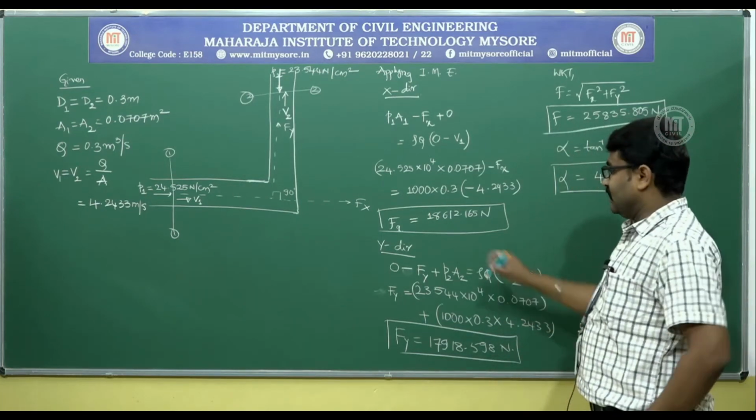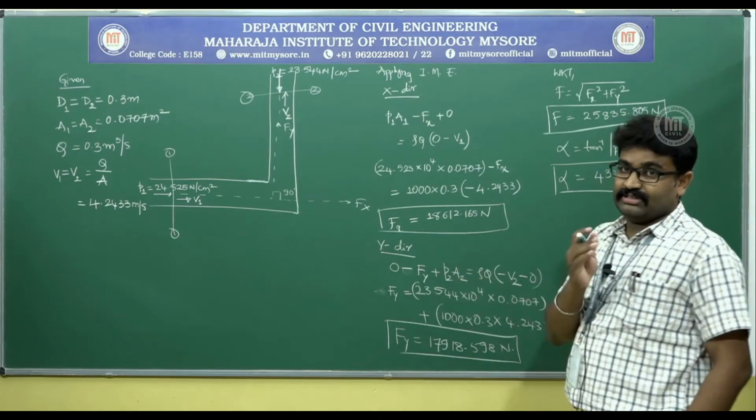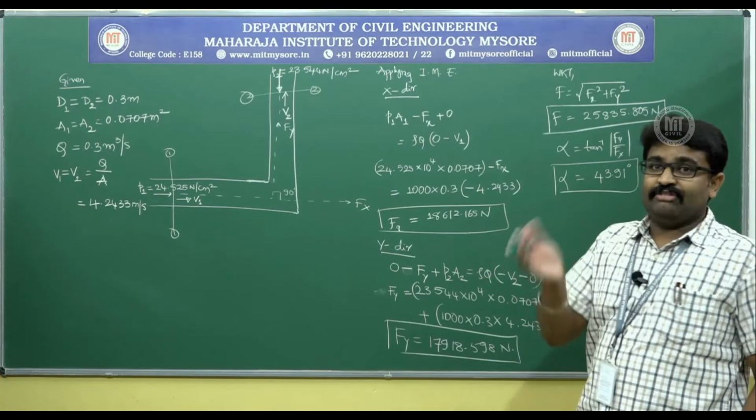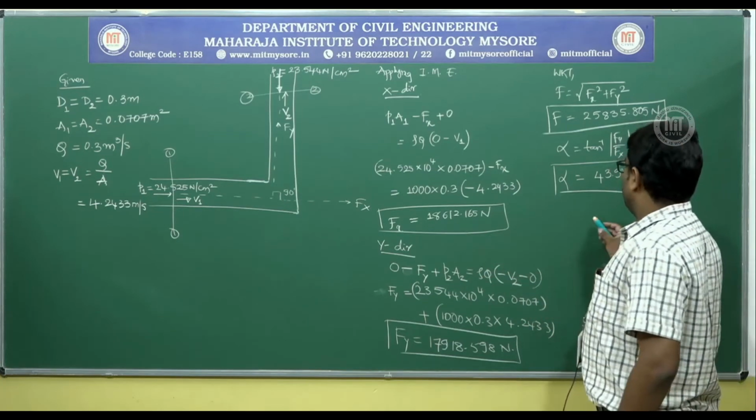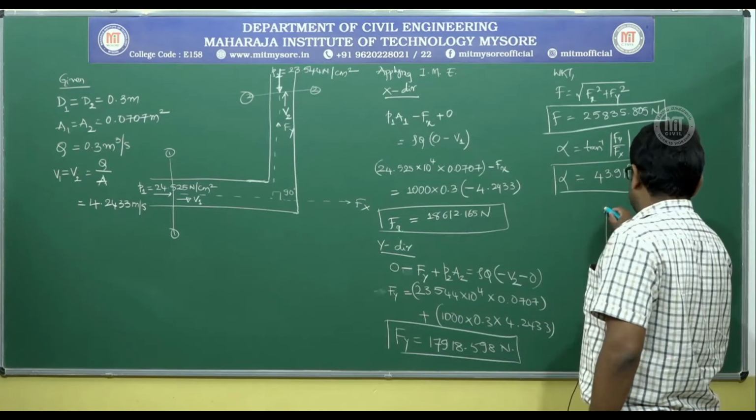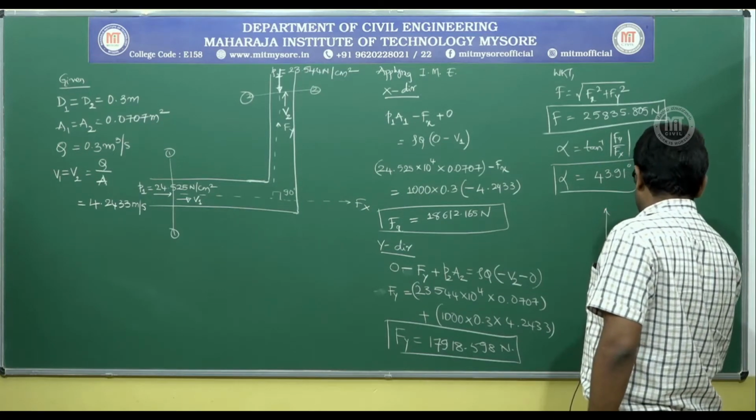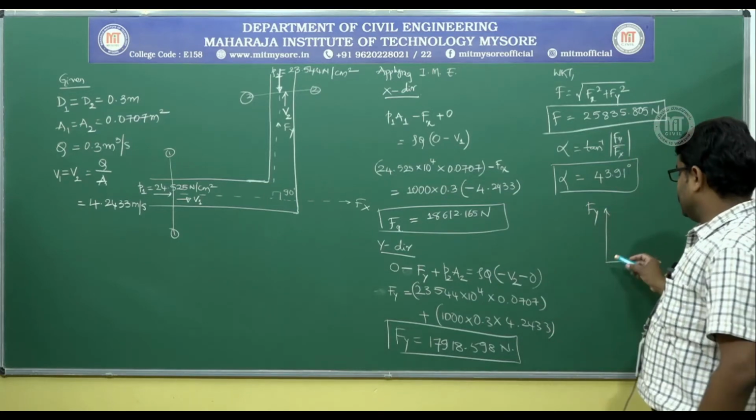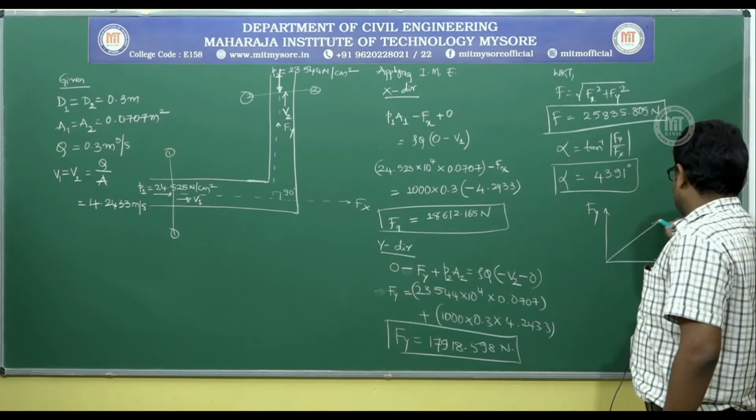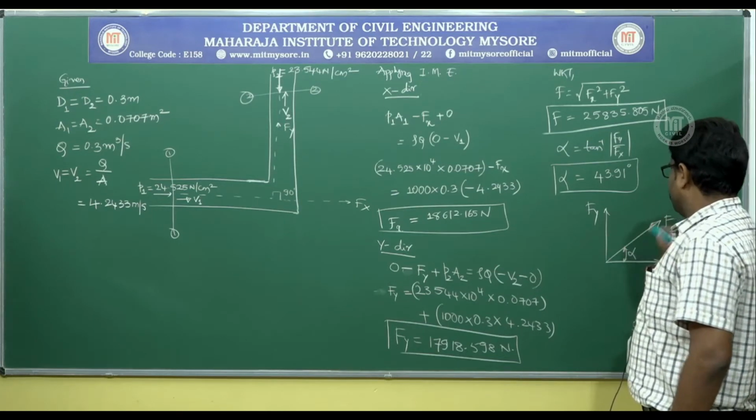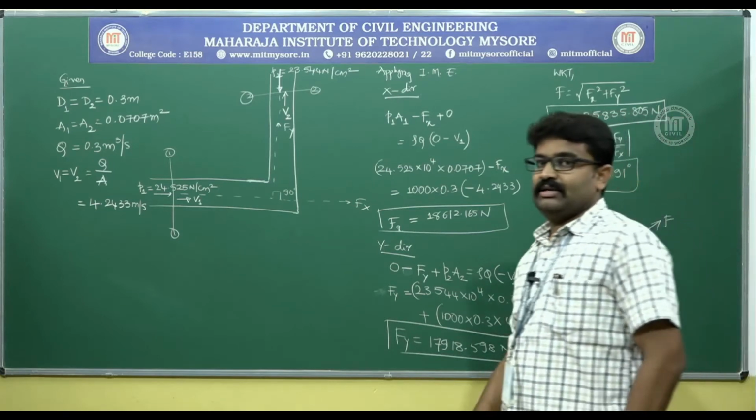So how do I represent this? With a neat diagram. Both Fx and Fy here are positive. Be careful, in the previous problem Fx was positive, Fy was negative. Now both are positive, that means Fx and Fy are to be shown like this. Fx in the positive x direction, Fy in the upward direction, and with the horizontal, resultant F makes an angle of alpha. This is the representation.